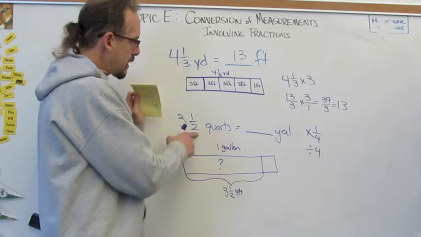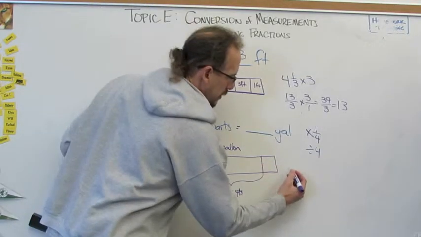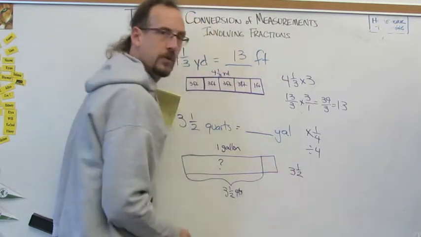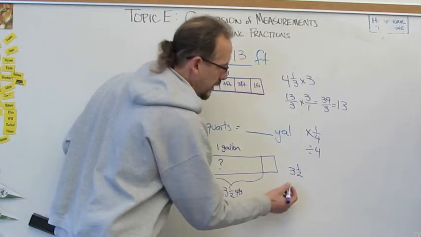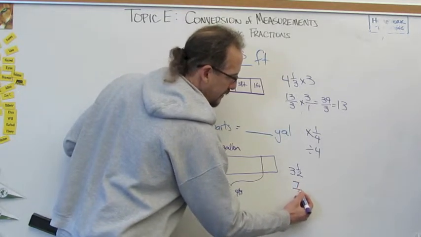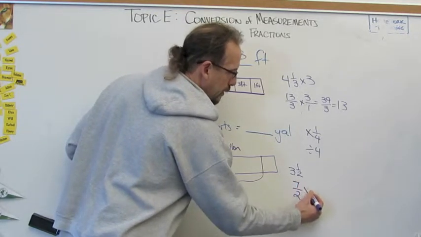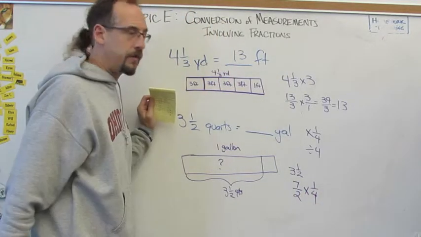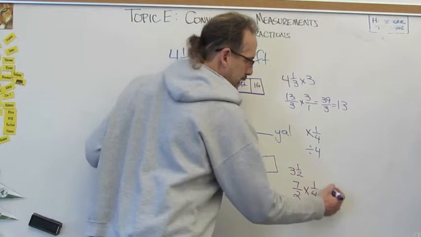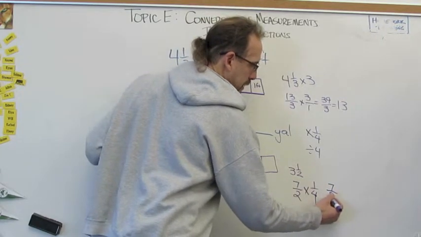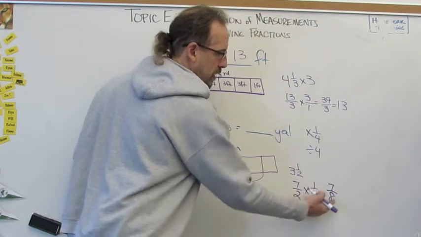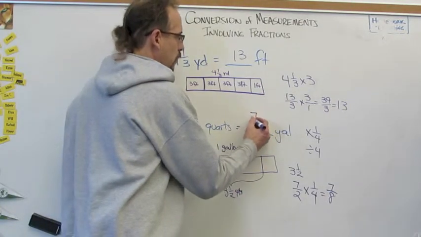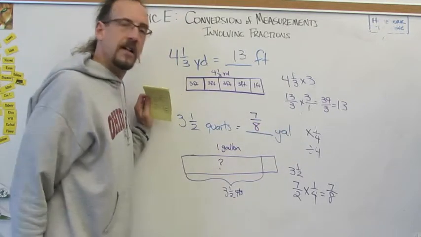So I'm going to take my number of quarts, 3 1/2, and I'm going to turn that into a fraction greater than 1, which would be 7/2. And then I'm going to multiply that times 1/4. That's my conversion factor. And that becomes 7/8. I just multiply straight across like we learned in the earlier modules. And so 3 1/2 quarts would be 7/8 of a gallon.